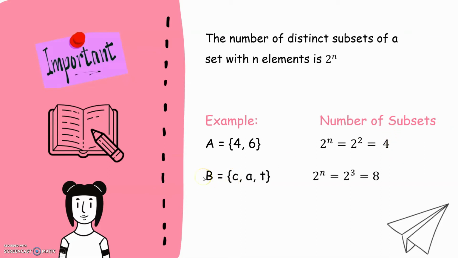Here is the next example. In set B, we have the elements C, A, and T. To determine the number of distinct subsets of set B, that will be 2 raised to 3, where 3 is the number of elements present in set B, which are C, A, and T. So 2 multiplied 3 times is 2 times 2 times 2. The answer is 8. So there will be 8 subsets in set B. Okay?